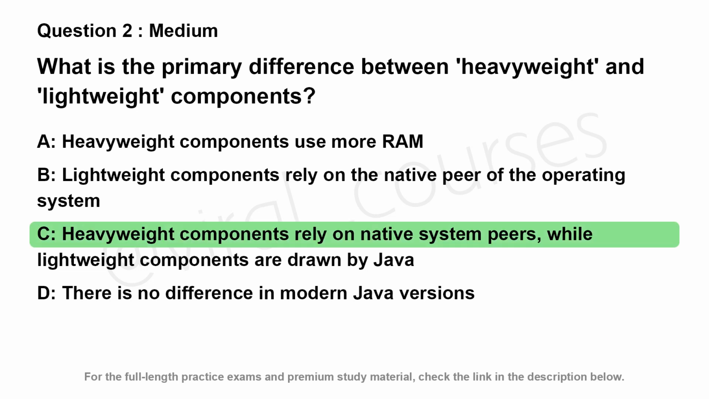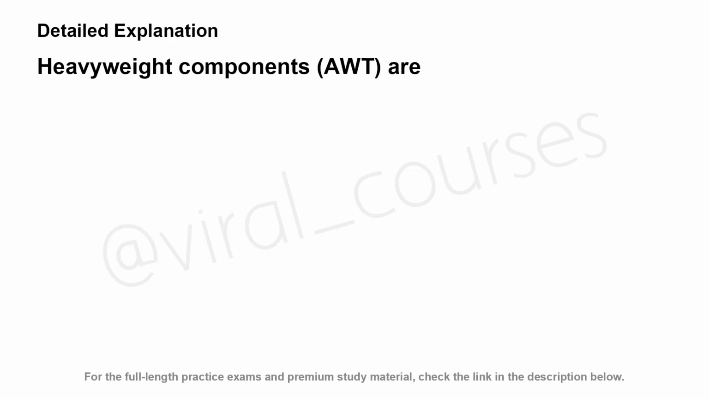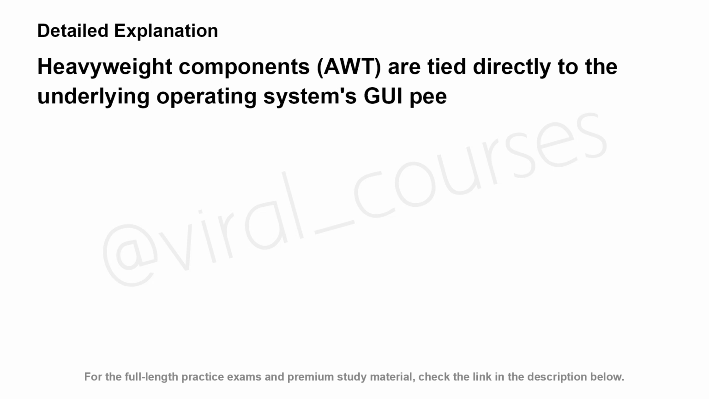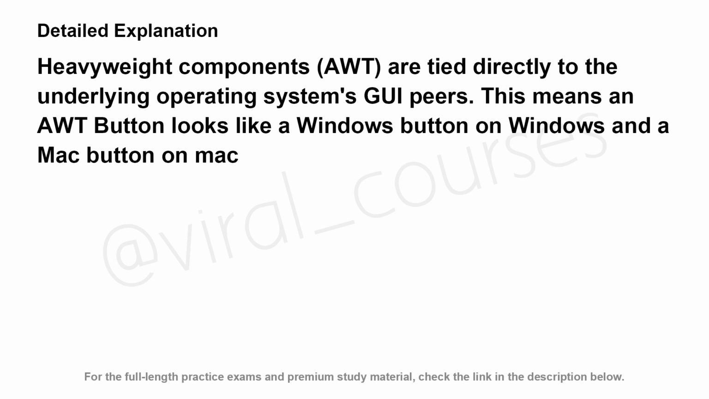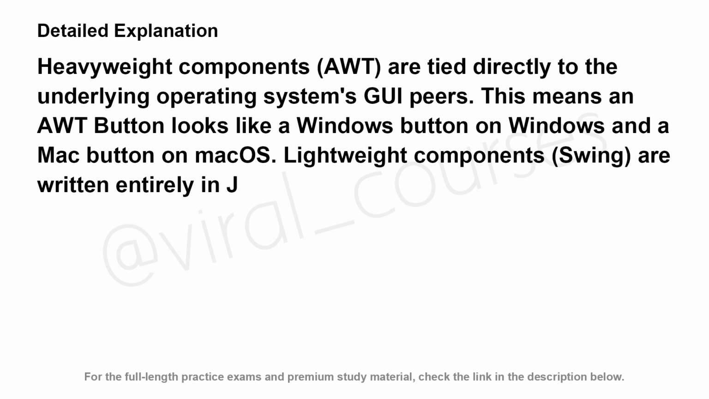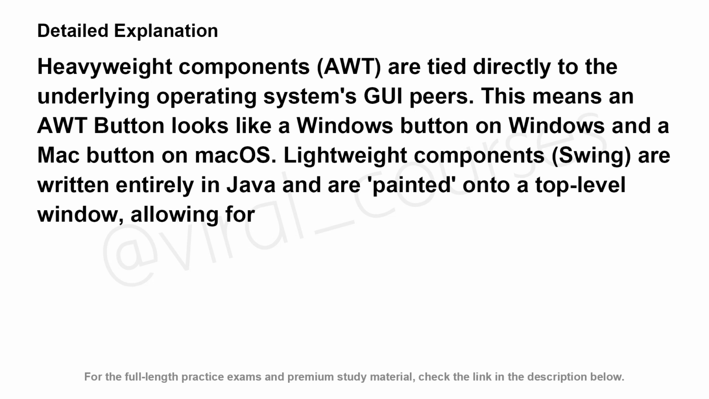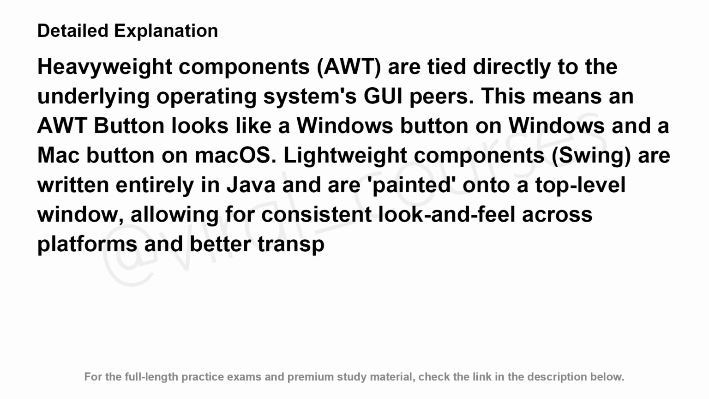The correct answer is C. Heavyweight components, AWT, are tied directly to the underlying operating system's GUI peers. This means an AWT button looks like a Windows button on Windows and a Mac button on macOS. Lightweight components, Swing, are written entirely in Java and are painted onto a top-level window, allowing for consistent look and feel across platforms and better transparency layering support.